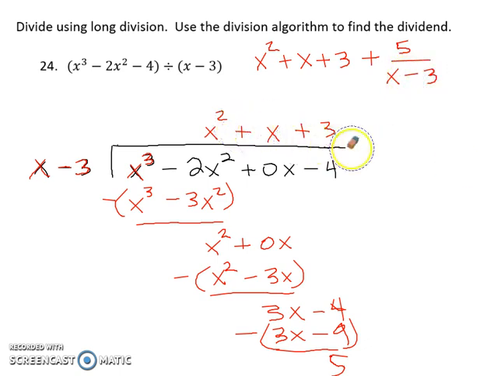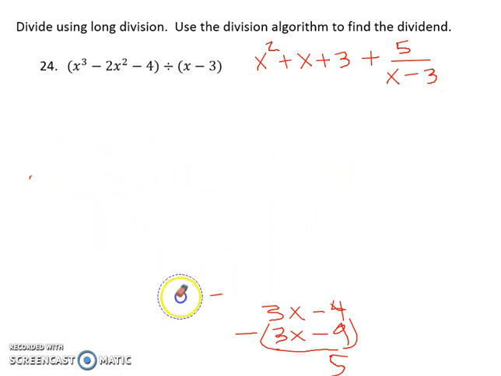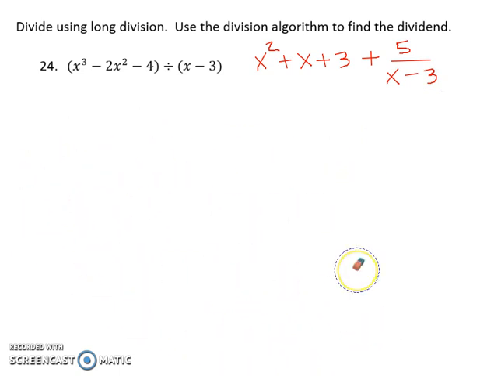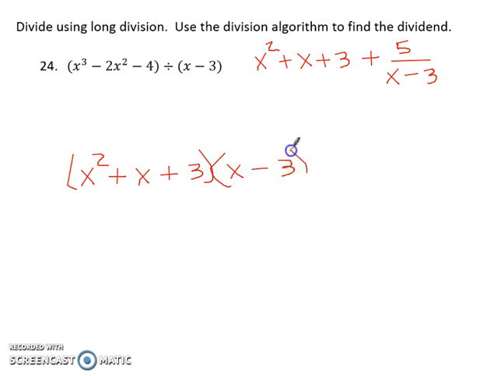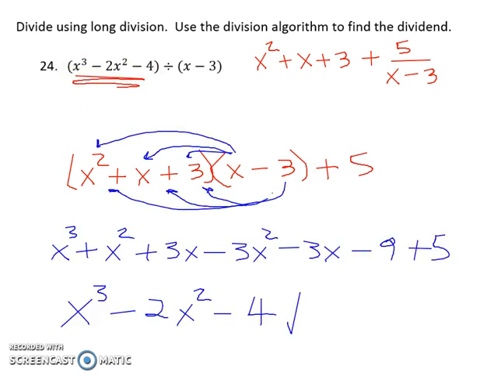Now that's not all I want. I want you to actually show that what you found is correct using the division algorithm. The division algorithm says that when you multiply the quotient times the divisor, you will add the remainder and get the dividend. So here in blue you can see my work, and I've multiplied and added, and I see that I indeed will get the dividend. Let's look at the next one.